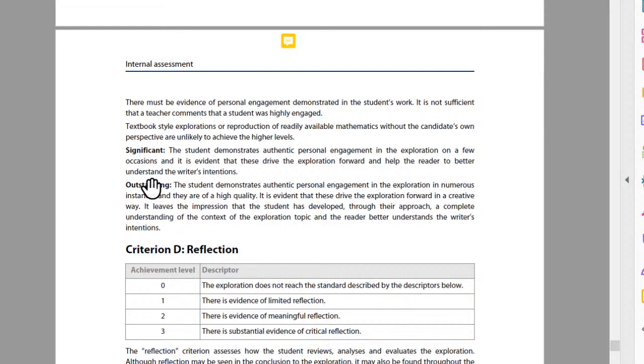I wouldn't say it's there yet. I would say the personal engagement is definitely there, but somewhat limited. The teacher mentioned they engage by rearranging a format. I think that's a stretch. Is it significant? Does it drive the expression forward and help the reader to better understand the writer's intentions?